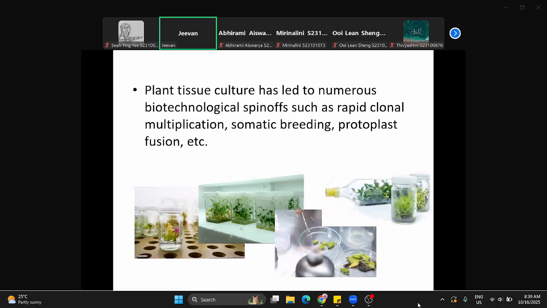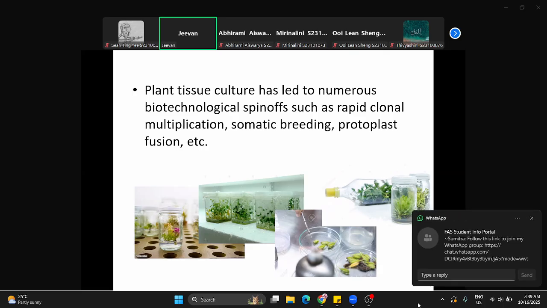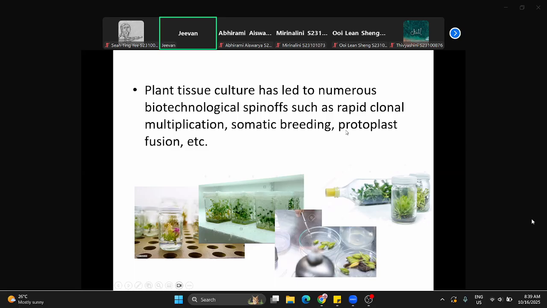And moving on, another very important part of crop biotechnology is plant tissue culture. So this plant tissue culture has led to numerous biotechnological spin-offs, such as rapid clonal multiplication, somatic breeding, protoplast fusion, and etc. So all these are methods that can be used in plant tissue culture. And yes, I will be teaching each of these topics separately later on for your understanding.